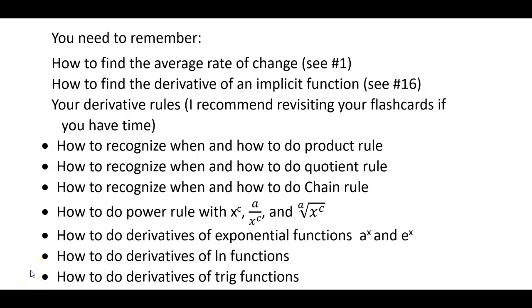Just some things to keep in mind as you do a review test: these are the skills you want to make sure you know how to do. Do you know how to find an average rate of change? See number 1 on this study guide. Do you remember how to find the derivative of an implicit function? If not, see number 16. And you want to know all your derivative rules. So product rule, quotient rule, chain rule, power rule, exponential functions, ln functions, and trig functions.